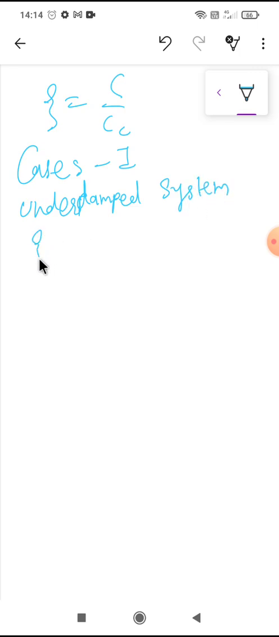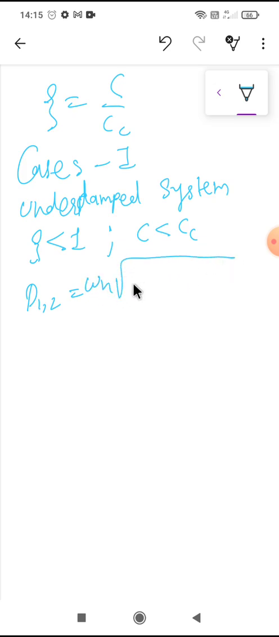So what does it mean? It means that zeta is less than 1, so that C is less than Cc. If zeta is less than 1, then what is our solution? d1,2 is omega n under root minus zeta plus or minus under root zeta square minus 1. If zeta is less than 1, then zeta square will also be less than 1, so anything less than 1 minus 1 will be negative, and the under root of a negative number will be a complex number.